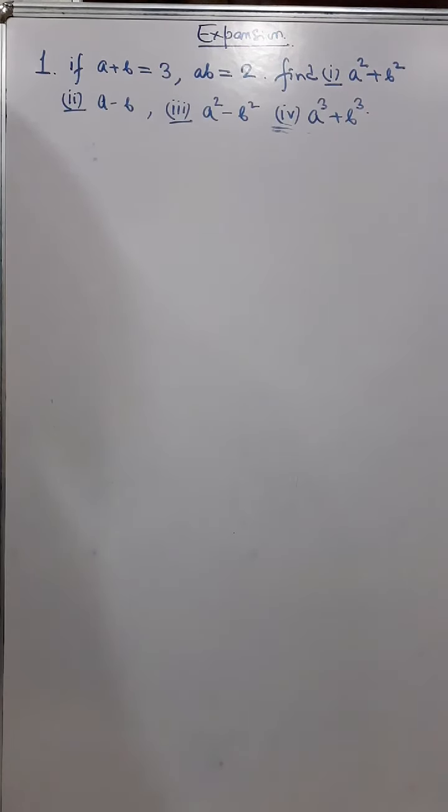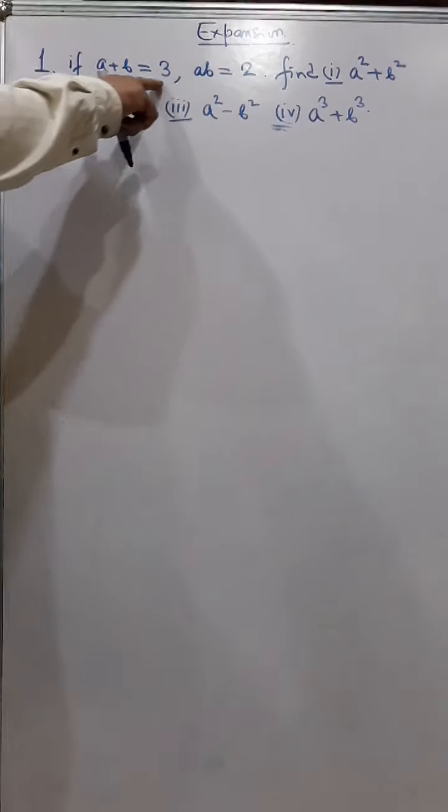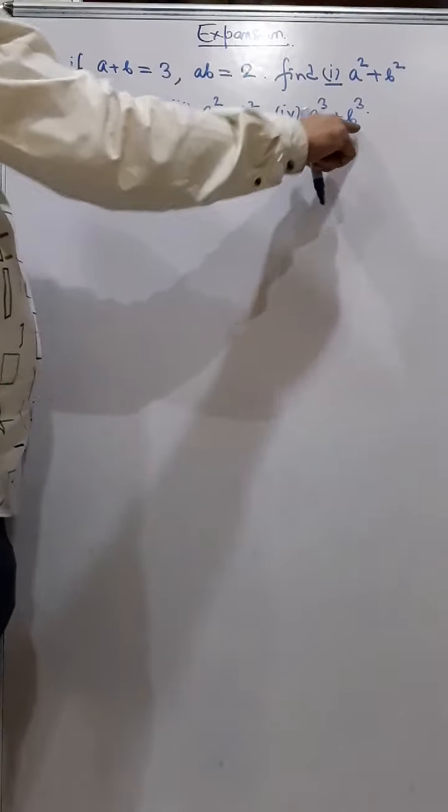Okay, we are continuing after part 2 of expansion. We'll do more sums related to the application of the formulas. In this sum they told a plus b equals 3, ab equals 2, and we have to find the value of all this: a square plus b square, then a minus b, then a square minus b square, and then a cube plus b cube.